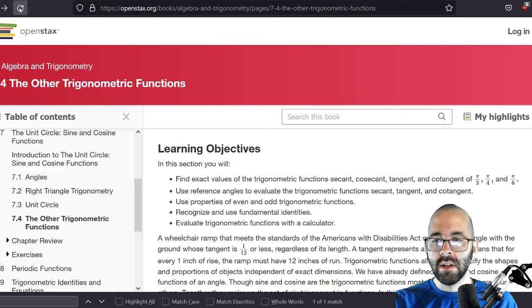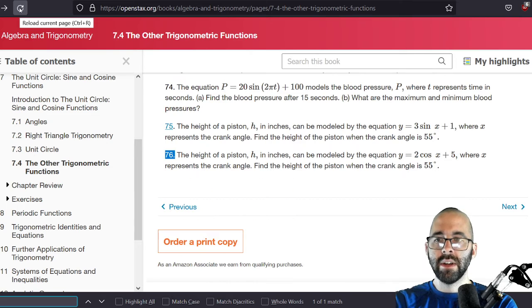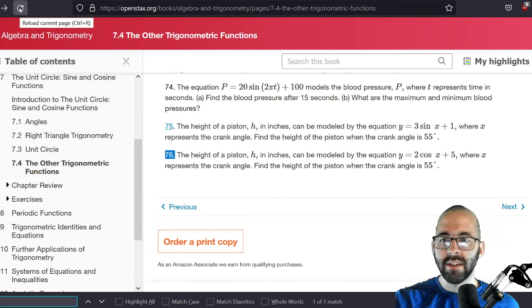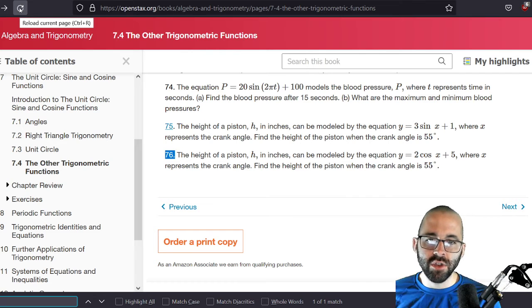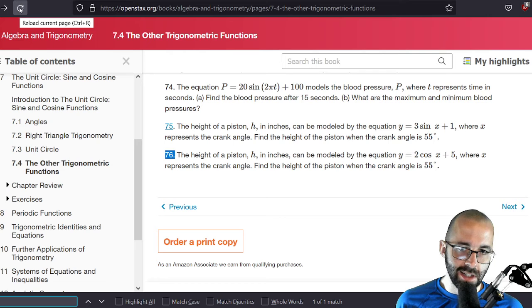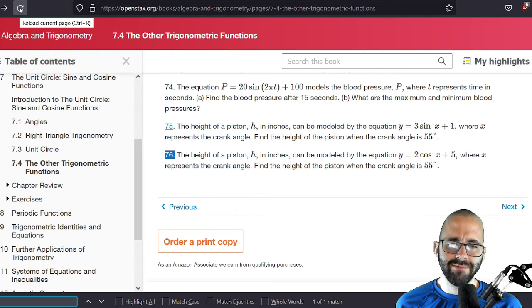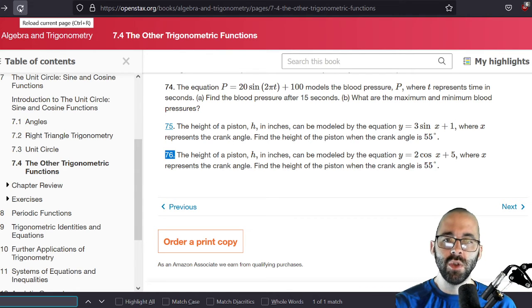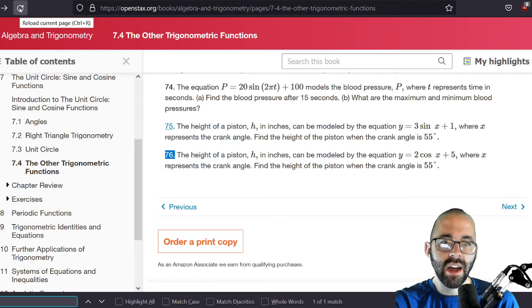Let's do one last one for this video. Problem number 76. So we Control F, 7, 6, period. It jumps right to it. The height of a piston, H, can be modeled by the equation y equals, or H equals, y is H in this case. Oh, I'm hungry, I want a cake. In this case, y equals 2 cosine of x plus 5, where x is the crank angle. So find the height when the crank angle, when x is 55.